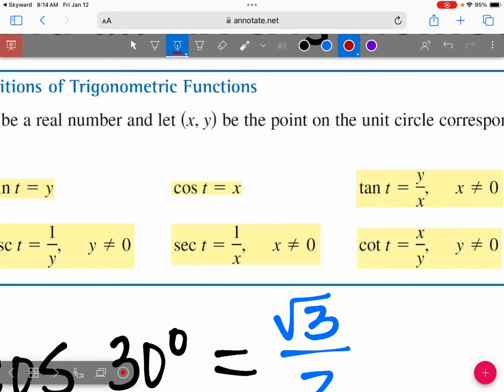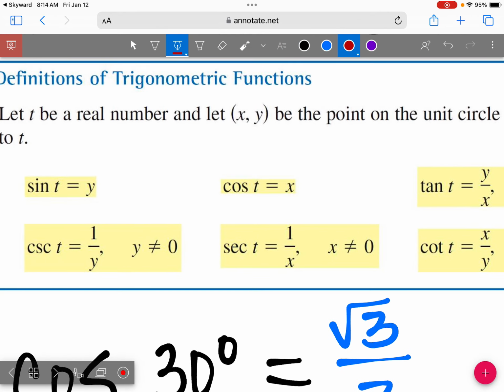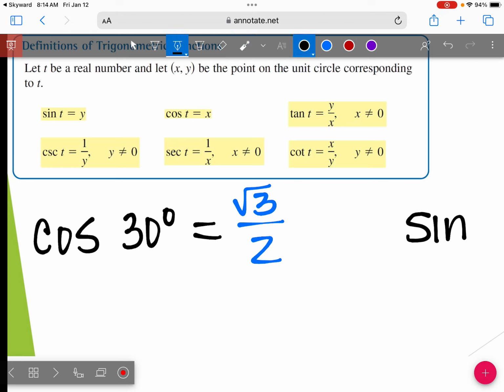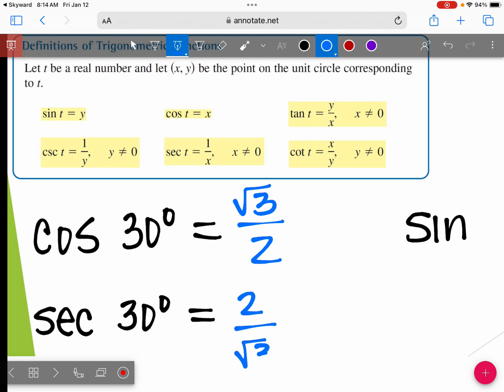So if you look at this handout that I had you glue down, let's look at the sisters. The cosecant is the reciprocal of sine. These two are reciprocals. So to find the cosecant, you flip the sine. And to find secant, you flip cosine. So let's find cosecant and secant next. We'll start off with secant. Secant of 30 degrees is 2 over root 3.